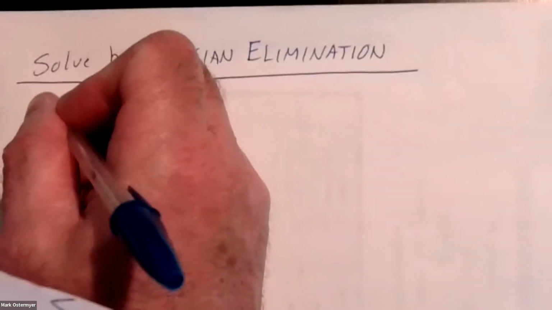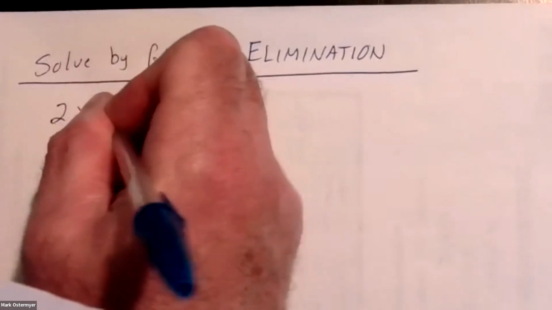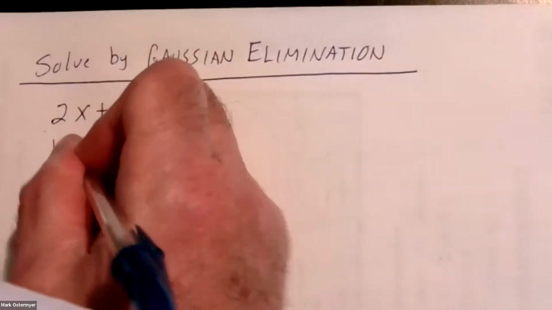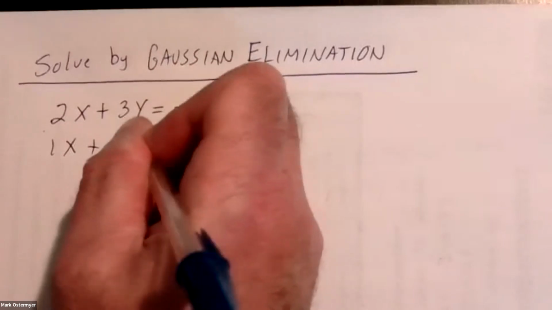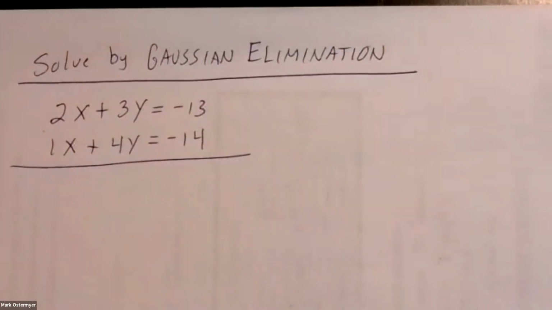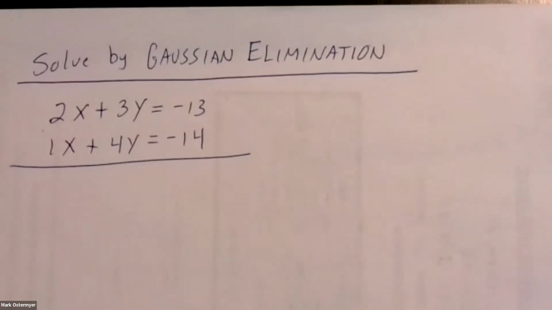All right, so here we go. Here's our system of 2 linear equations and 2 unknowns. There's the first equation, and here comes the second equation. So I want to solve the system of 2 linear equations, 2 unknowns by using Gaussian elimination. That's what we're going to try to do here.